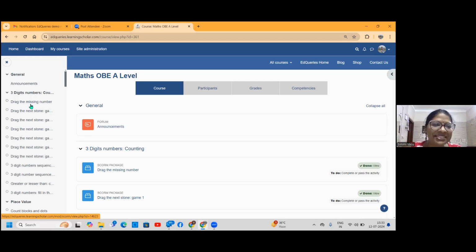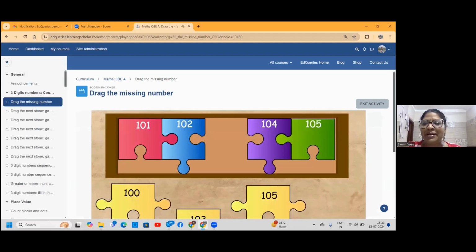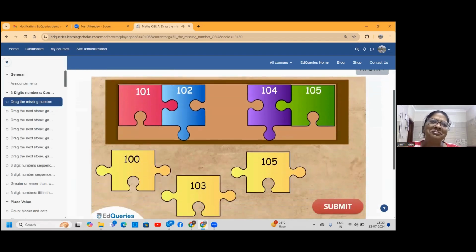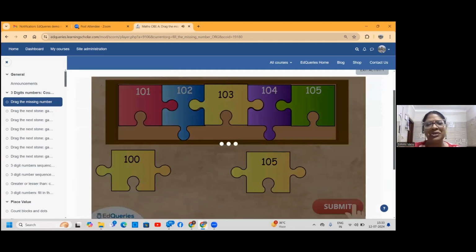Here the first game is drag the missing number, if you notice. And as I keep telling you, in this game, we are trying to make the complete course attractive. So you will have all kinds of screens here. As I go on, I would be showing you. Here, if you notice, it's like a puzzle. You drag the missing number to complete the puzzle, then click Submit.